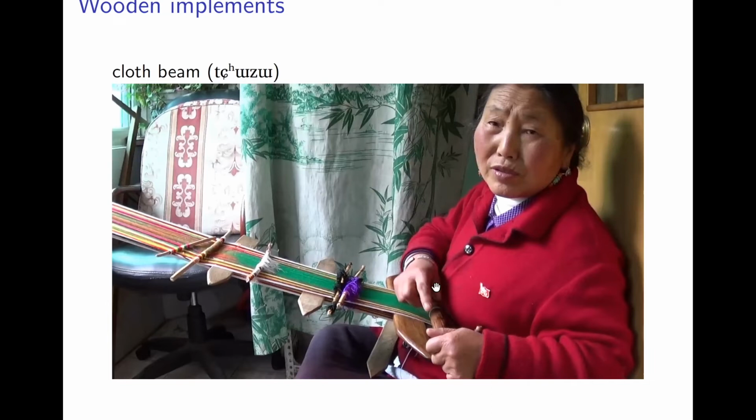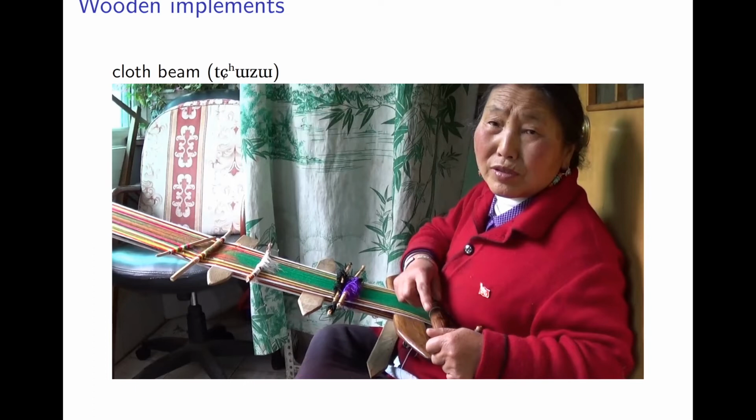This is this rod element that's used in a video. If you have a look at the video later, you will see how it's used to clamp the one end of the warp threads, and then to tie it onto the waist of the weaver. So it's used to maintain the tension on the warp threads.